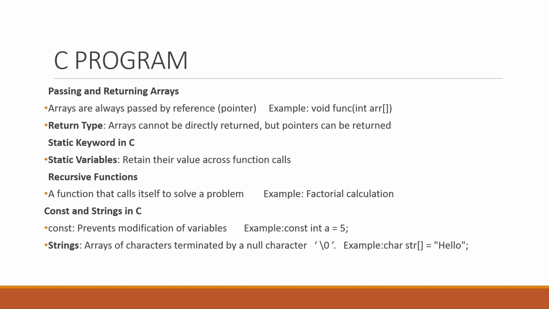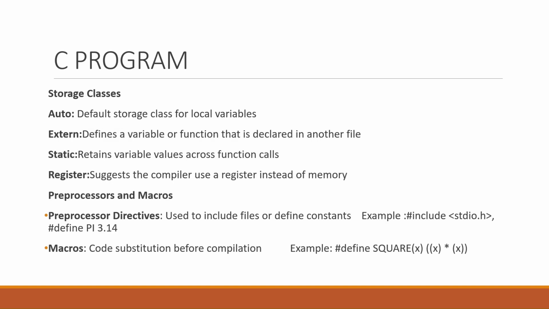refers to strings. Storage classes are of four types: auto, extern, static, register. Auto means the default storage class for local variables. Extern defines a variable or function that is declared in another file. Static retains the variable value across function calls. Register suggests that the compiler use a register instead of memory.